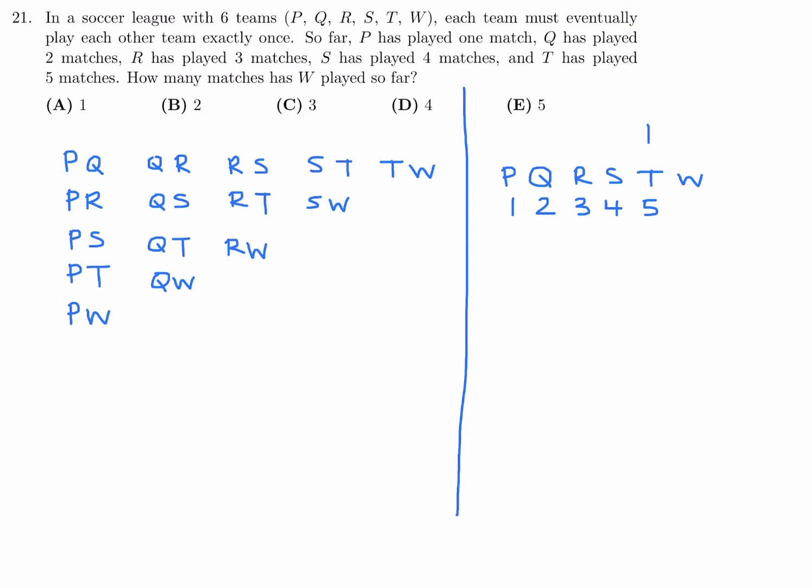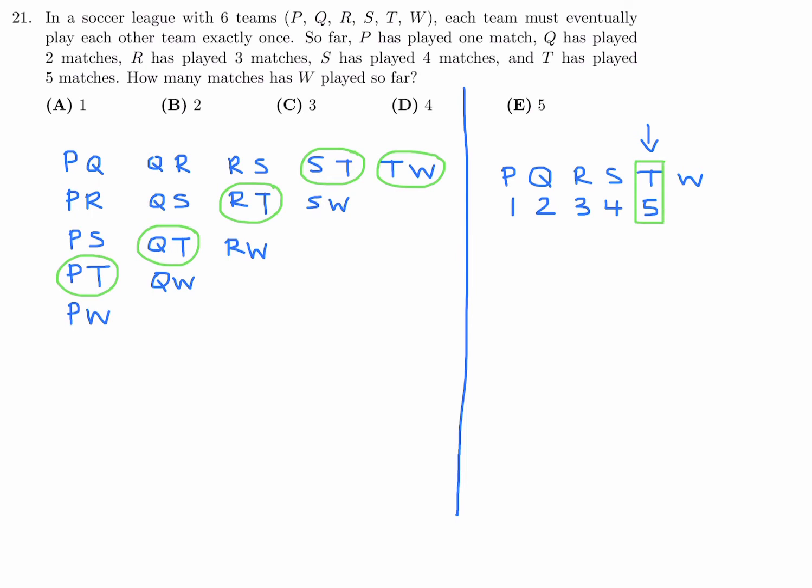Let's first look at T. T has played 5 games. Now, in this big list, T has 5 games, right? So that means T has played all of its 5 games. So T against W, against S, against R, against Q, and against P. All of T's games have been played. So I'll circle the games that have been played. So that takes care of T.